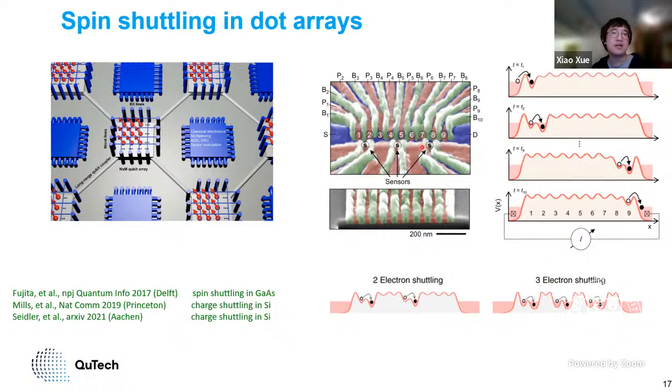But one might argue that this is not scalable because you have so many quantum dots, you have so many gates, and you have to firstly make this very complicated device to shuttle it from one side to the other, and how many control lines will you need here.